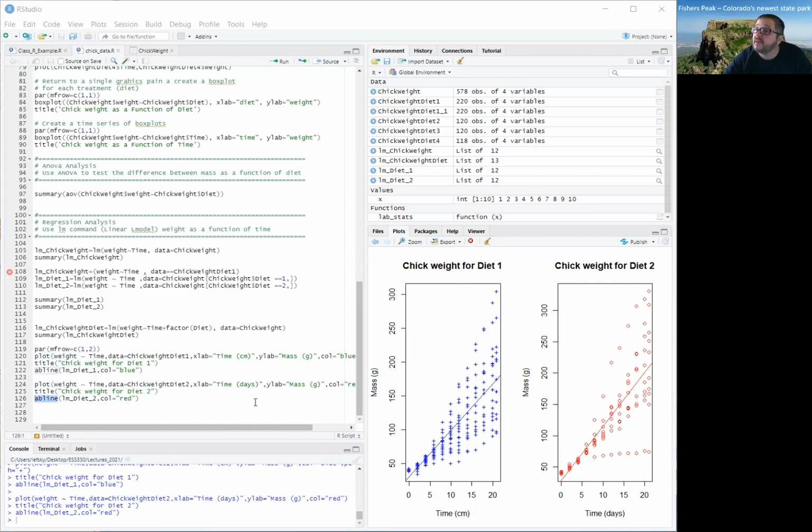Okay, well, that finishes up the introduction to our using chickweight, and that should assist you in your first lab using R.